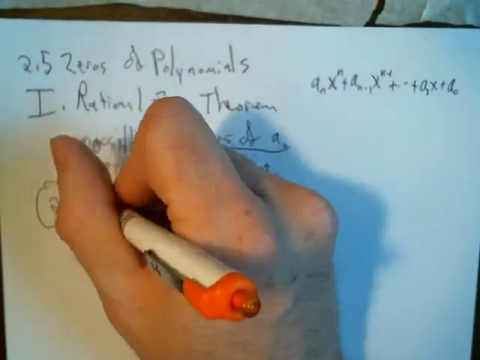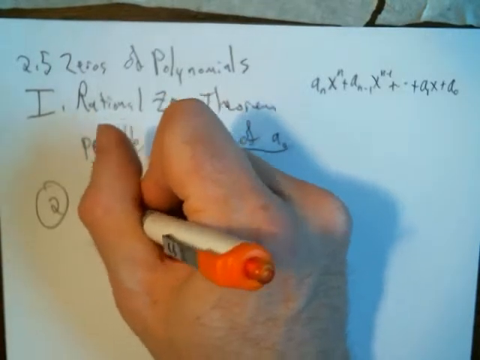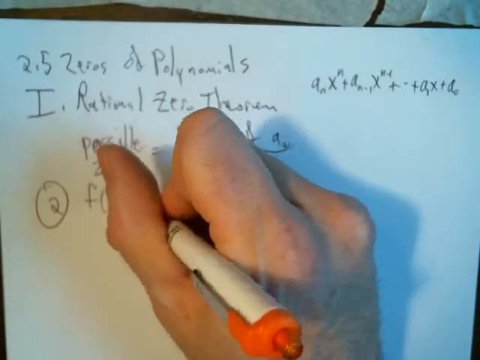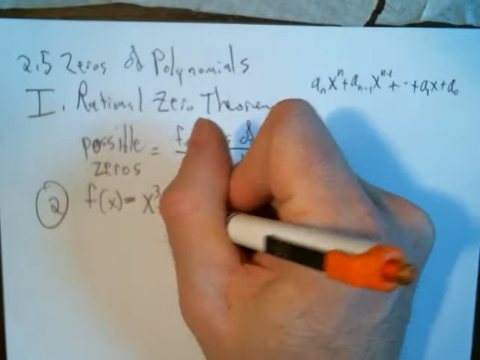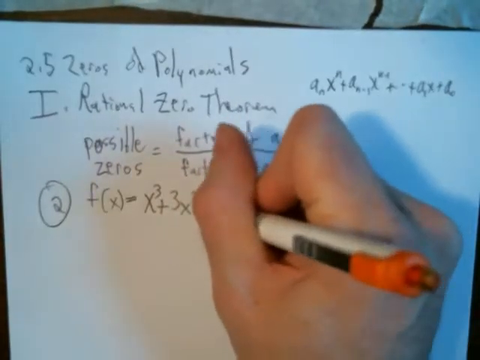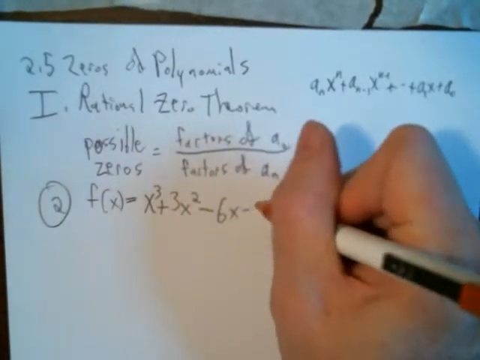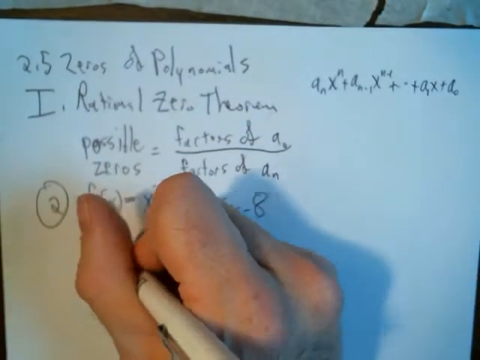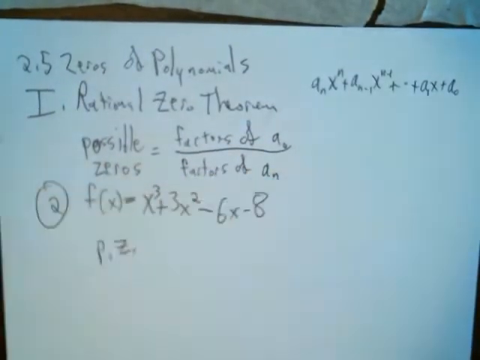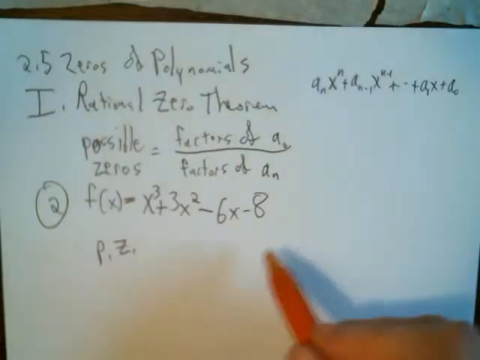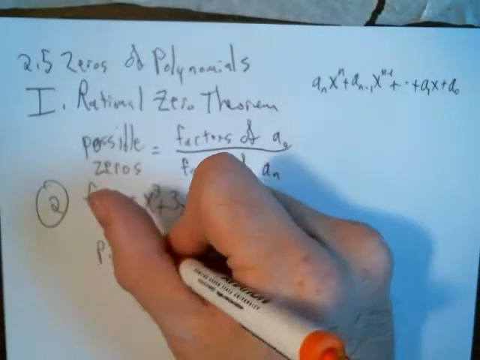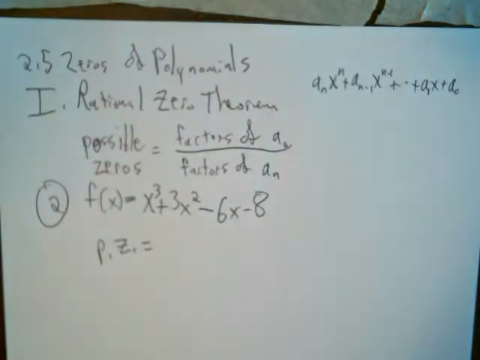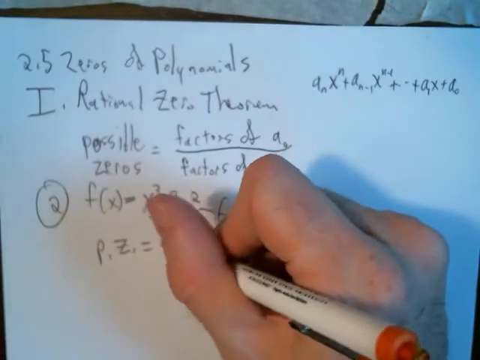Okay, so looking at the book, you have this big ugly polynomial, x cubed plus 3x squared minus 6x minus 8. And you're going to use this theorem to figure out the possible solutions. If you set this equal to 0, what would be the possible rational solutions? So not all solutions, but just the rationals. So how do I figure this out?